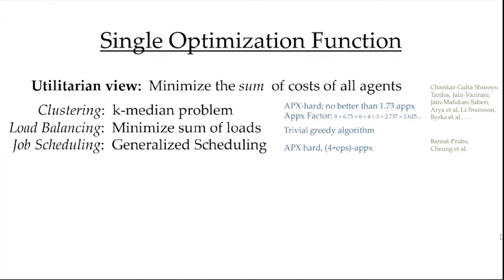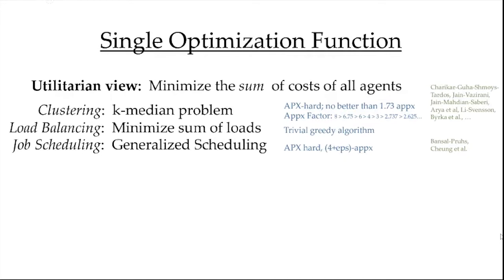K-median has been studied; there's a lot of work. For load balancing, the problem becomes trivial. I will always send a job to the machine which has the lowest processing time, and that will be the allocation which minimizes the sum of loads. And for job scheduling, that problem has been studied. It's called generalized scheduling, and it has some approximation algorithms. So that's the sum-minimizing point of view.